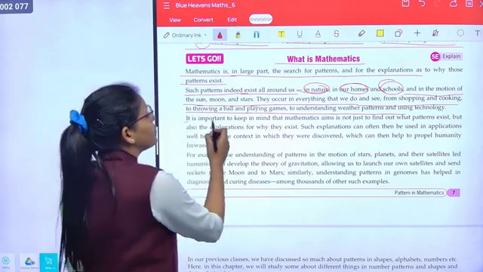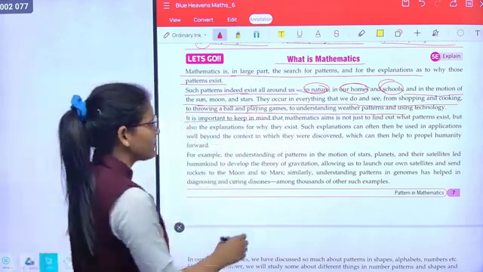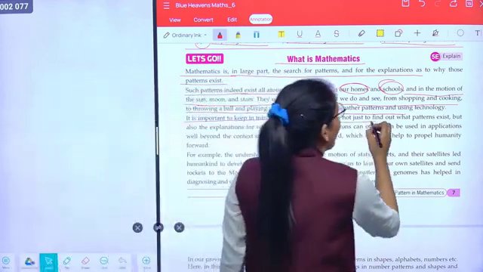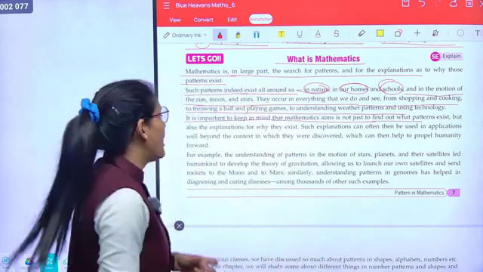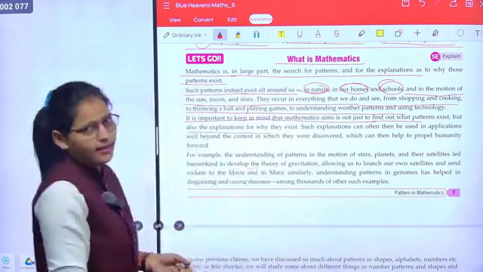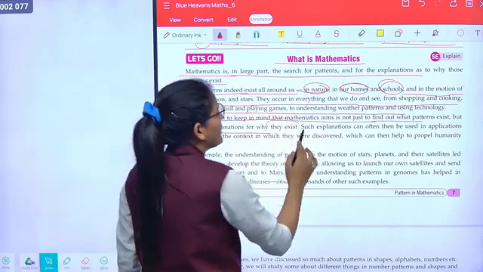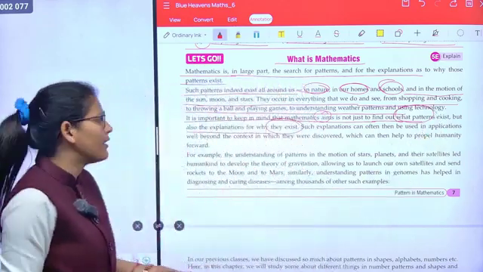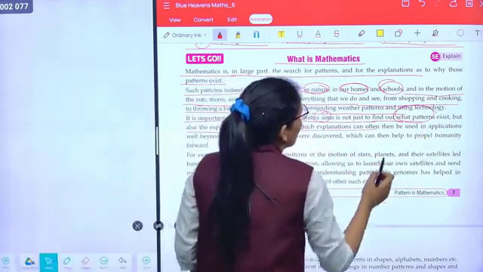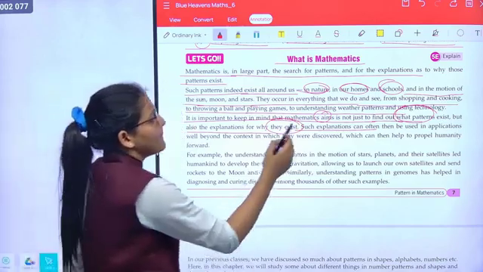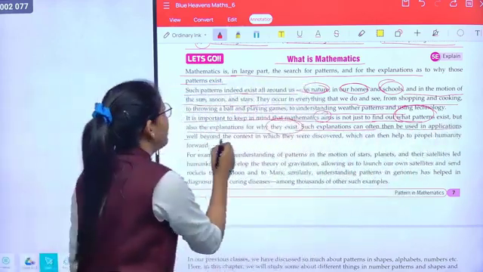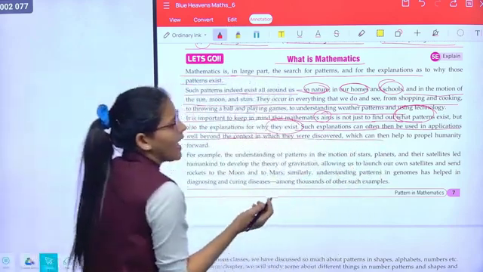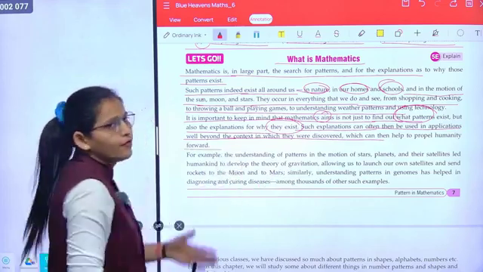Class, it is important to keep in mind that the aim of mathematics is not just to find out what patterns exist, but also the explanation for why they exist. Such explanation can often then be used in applications well beyond the context in which they were discovered, which can then help to propel humanity forward.